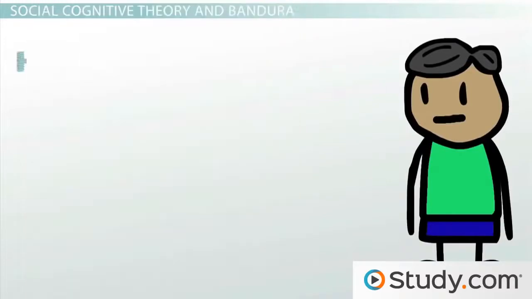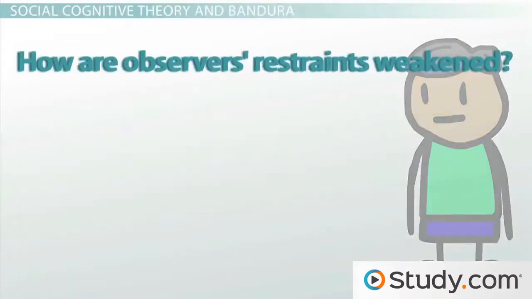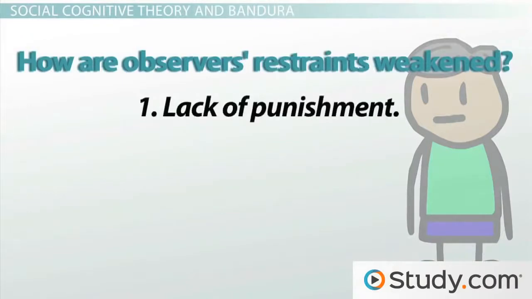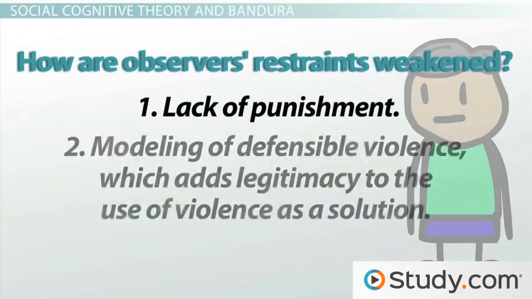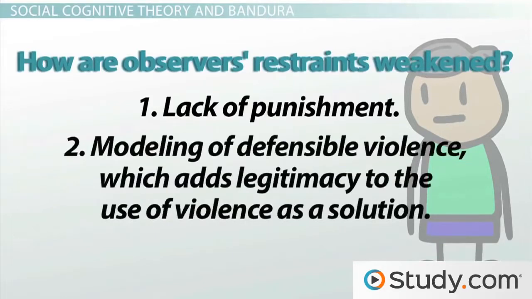In contrast, observers' restraints are weakened in one of two ways. One is lack of punishment for reprehensible behaviors. The other is the modeling of defensible violence, which adds legitimacy to the use of violence as a solution to a problem. Unfortunately, we see violence daily on TV and media, which may lead to weaken the observer's behavioral restraints toward violent behavior.